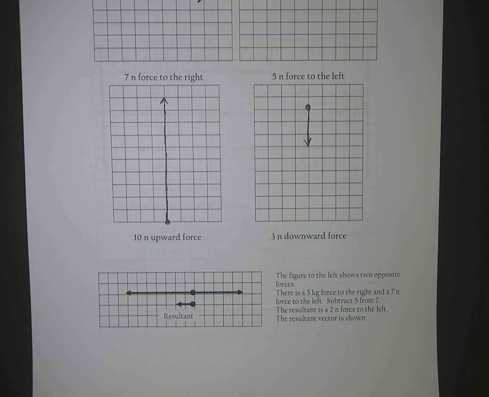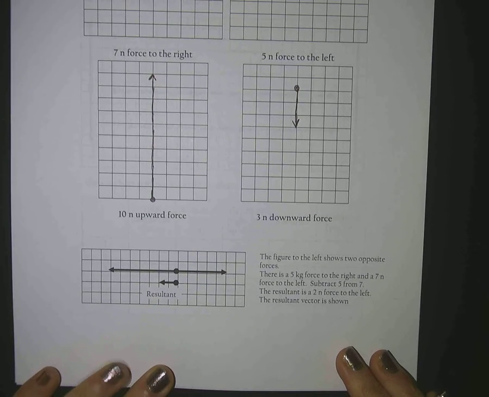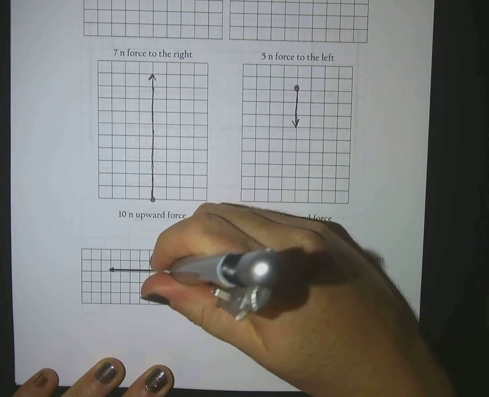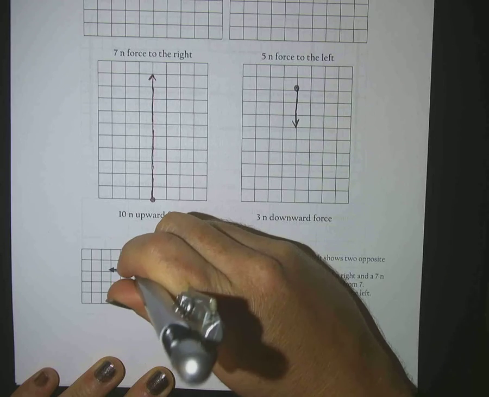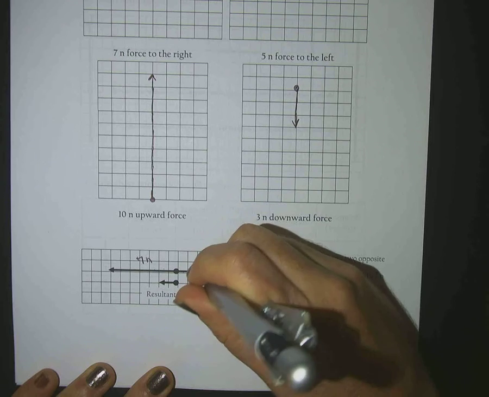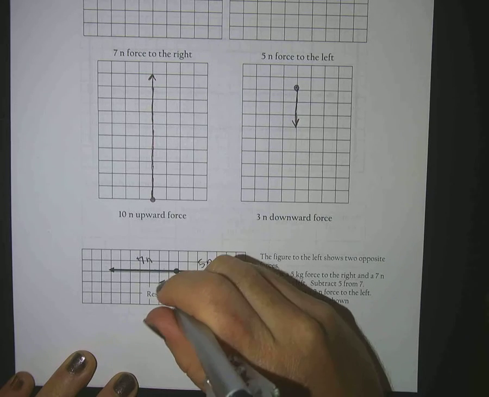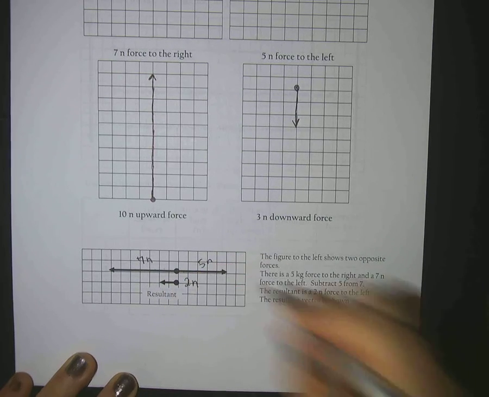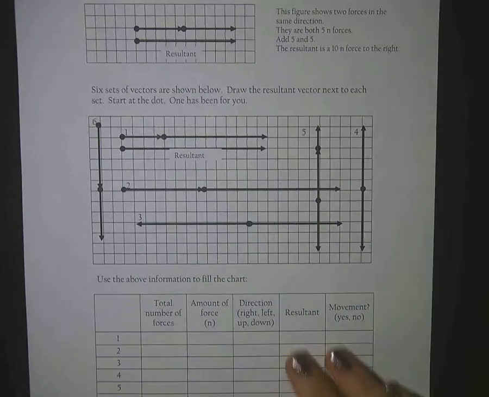Now it's going to get just a little bit more complicated. Look at the bottom picture. It says the figure to the left shows 2 opposite forces. Look, there's 1, 2, 3, 4, 5, 6, 7 going left. So 7 newtons to the left. 1, 2, 3, 4, 5 newtons to the right. So what happens when these 2 forces act? What's the result? 2 newtons to the left. Okay? And then there's another one on the next page.